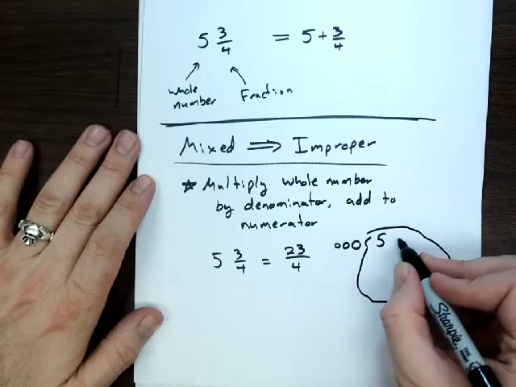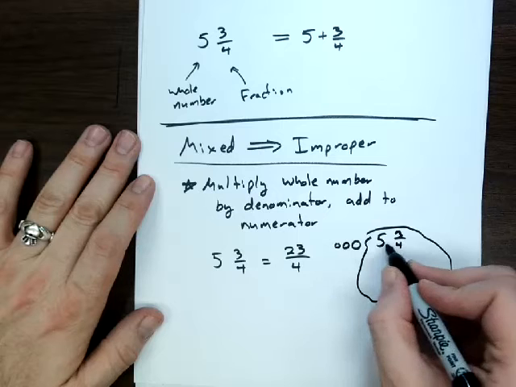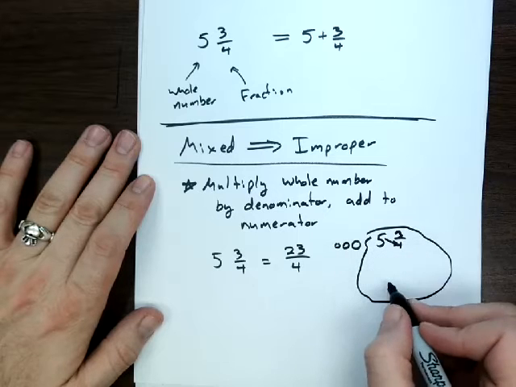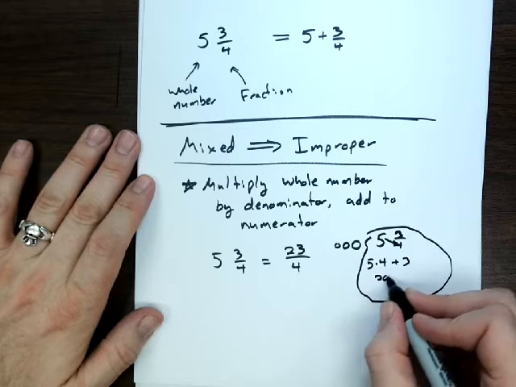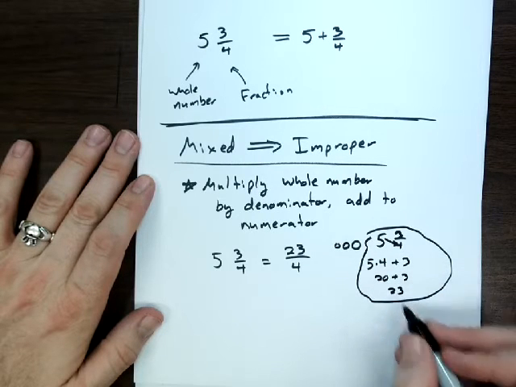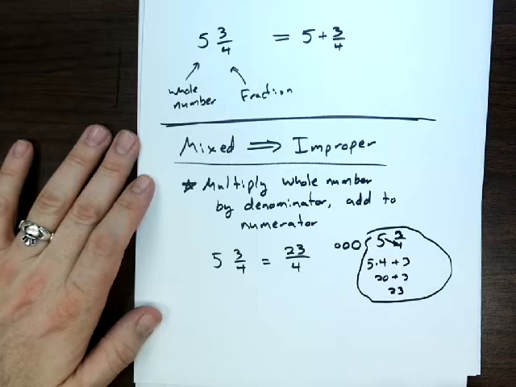Or if you want to see what that thought process was, like I said, that 5 3/4, I said that was 5 times that 4. So 5 times 4 plus that 3. So that's 20 plus 3 is 23. The denominator never changes.